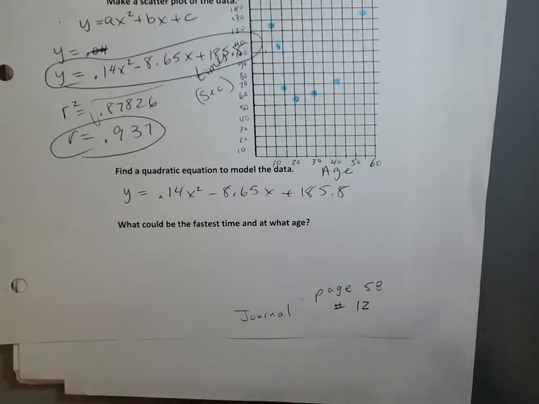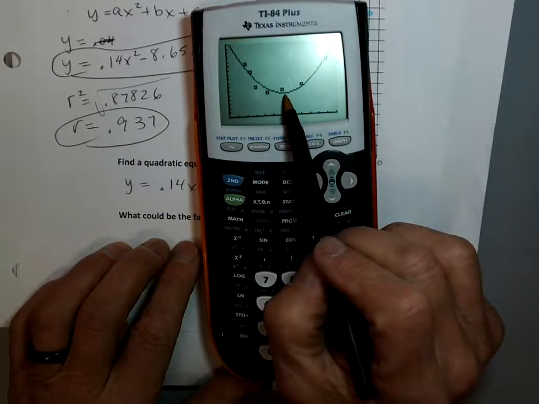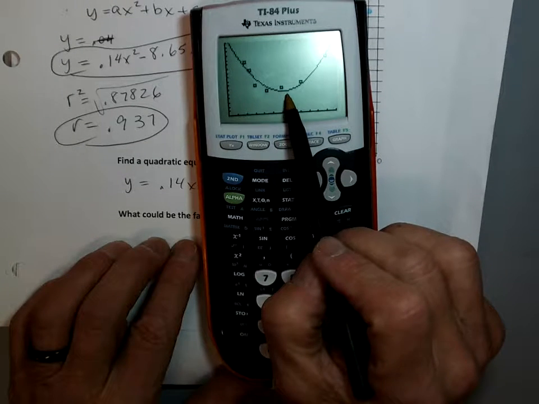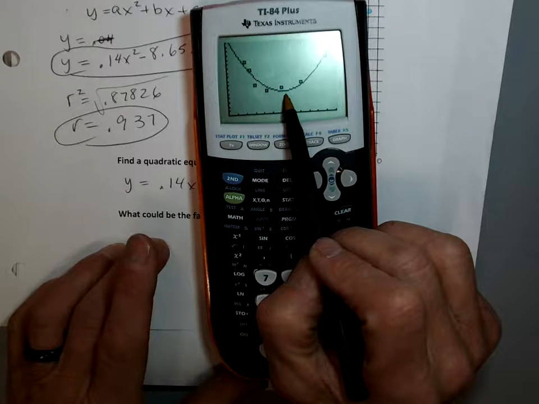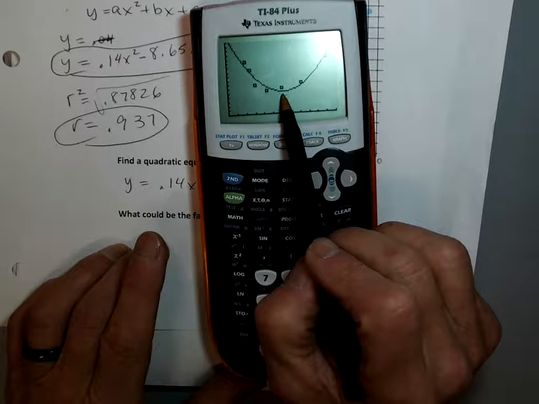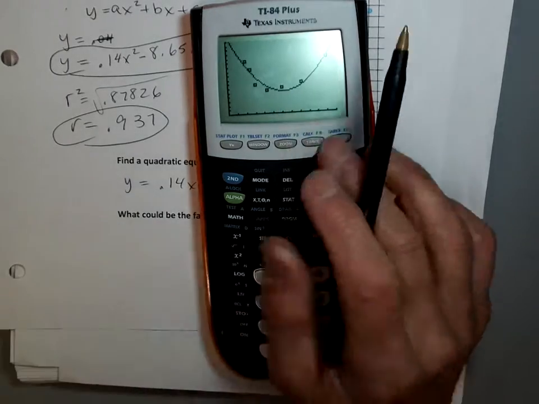Now, how about this last piece? So the fastest time at what age? So if I look at my graph, according to this, you can go faster, okay, right? There's a faster time. If I look at my graph, there could be a faster time, correct? And obviously this point is called what? Starts with a V, yeah, vertex, right?